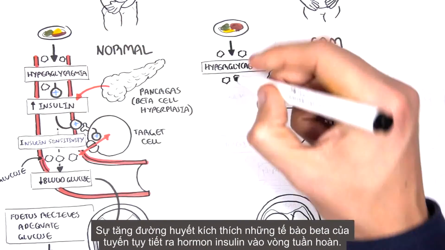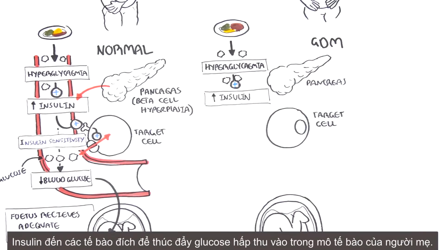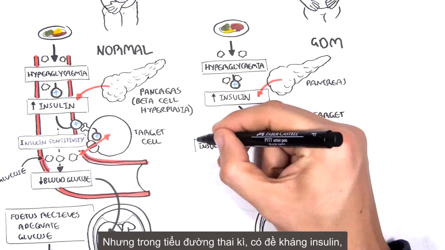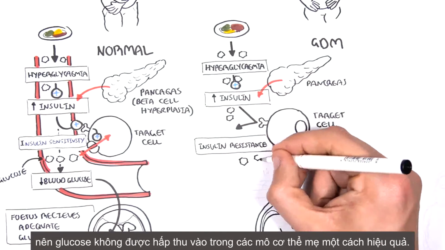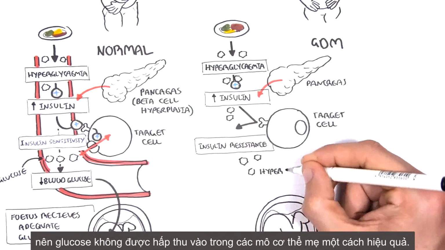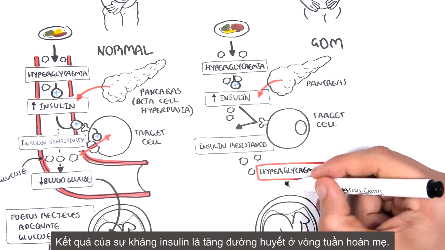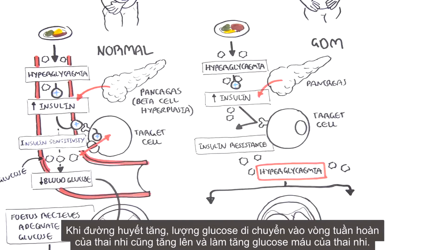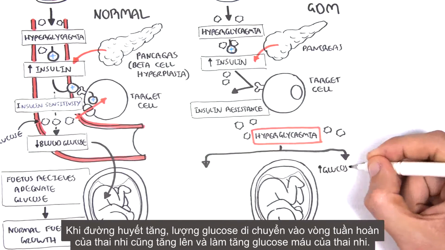Hyperglycemia stimulates the beta cells of the pancreas to release the hormone insulin into circulation. Insulin aims to target cells to increase glucose uptake in maternal tissue. But in gestational diabetes, there is insulin resistance, and therefore blood glucose is not taken up into maternal tissue as efficiently. The result of insulin resistance is hyperglycemia of the maternal circulation. With hyperglycemia, this also travels into fetal circulation, and so there is an increase in blood glucose in the fetus.